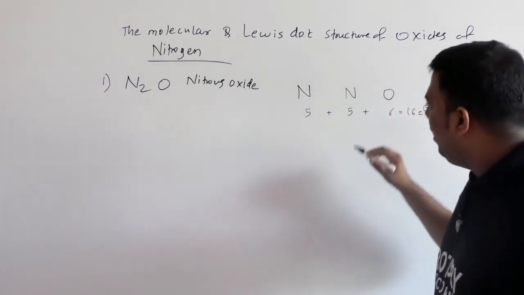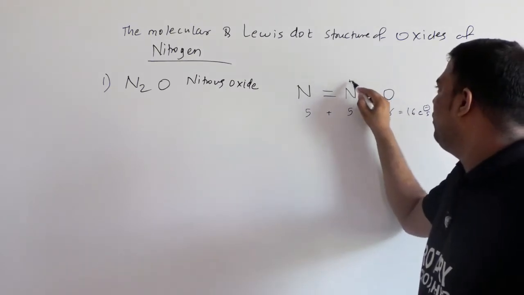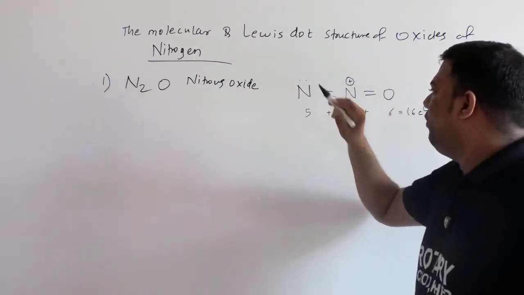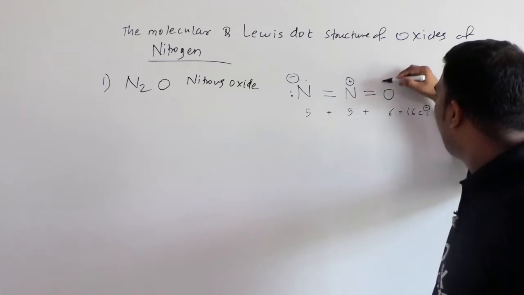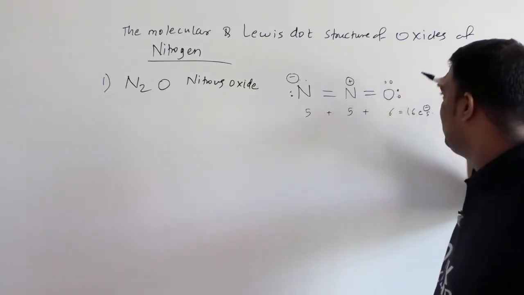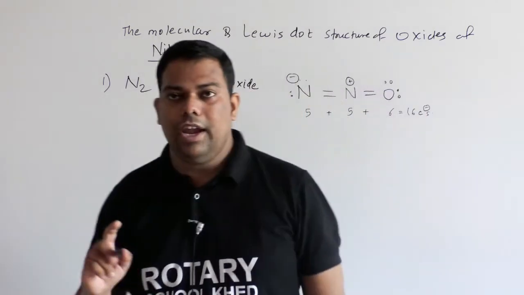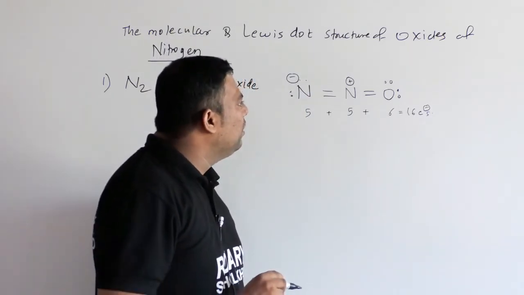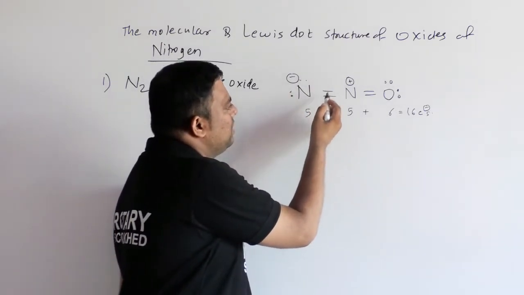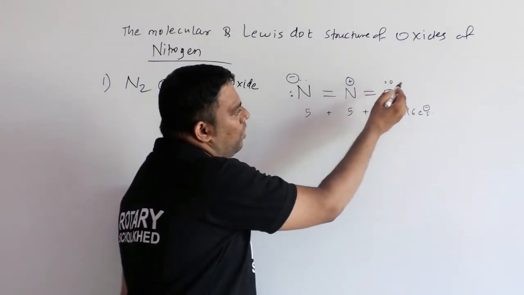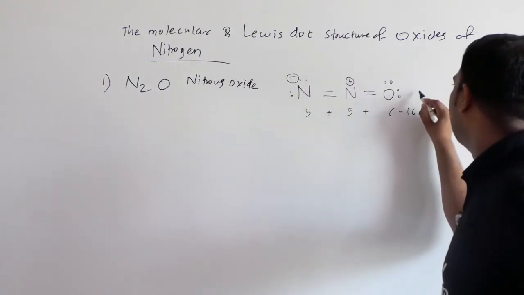So see here, the skeletal structure looks like this. Here the negative charge, 1, 2, 3, 4, 5, 6 with the negative charge. For oxygen, 1, 2, 3, 4, 5, 6. Now this is the structure of your N2O. Now we can calculate whether 16 electrons are there or not. 1, 2, 3, 4, 5, 6, 7, 8, 9, 10, 11, 12, 13, 14, 15, 16. So our structure is correct.